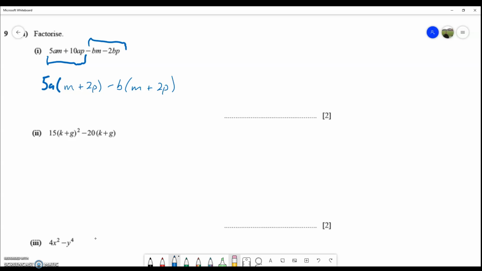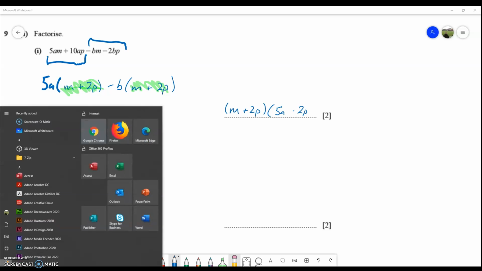So what we'll notice with that is that this first bracket and the second bracket are exactly the same. So really we can just convert those into double brackets. So we can go bracket m plus 2p, close the bracket, and then the second bracket is just whatever's in front of the other 2 brackets. So it's 5a minus 2, minus b.